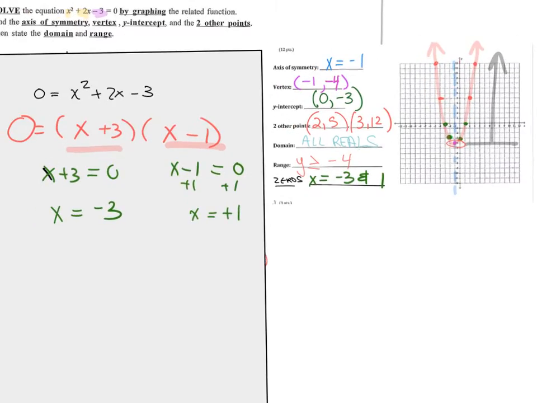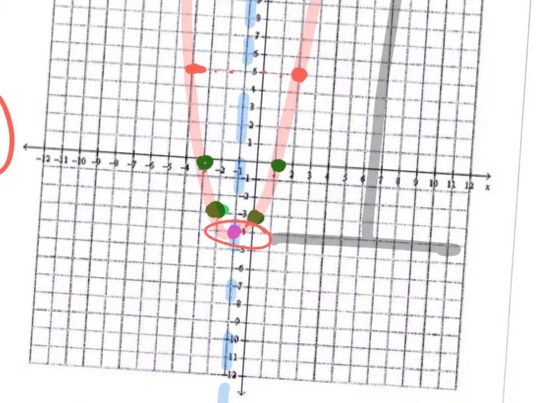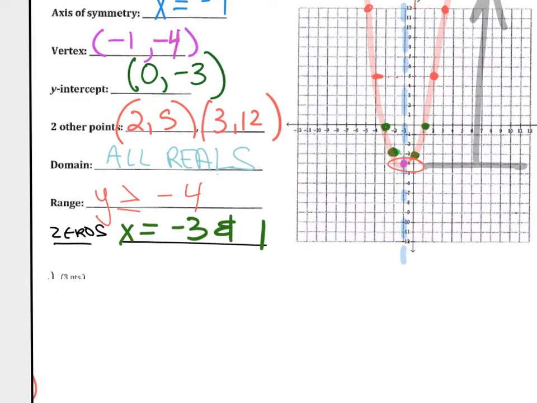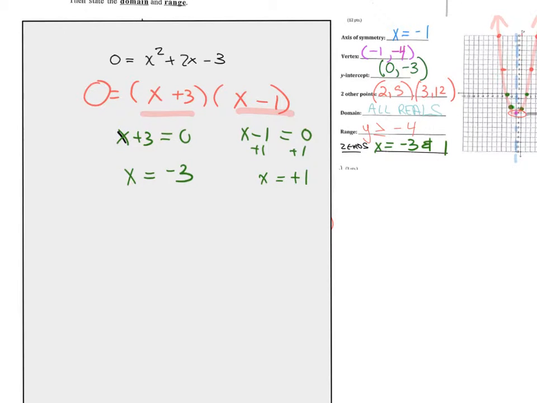The reason that you cannot just look at it and tell me that the roots are -3 and 1 is because if it was like -3.5, you can't really tell. The only way that you can really get the actual true zeros is by using the method we used in the last section, which is by factoring.